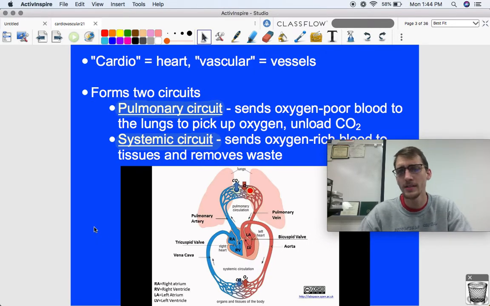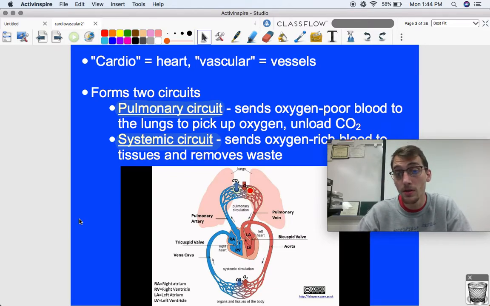When I say cardiovascular system, what am I talking about? Well, if we break apart the word, cardio means heart, vascular means vessels, and that's the entirety of the system. It's the heart and all the blood vessels: arteries, veins, venules, arterioles, and capillaries, which we'll get into in our third video. We can break down the cardiovascular system into two circuits, or two loops, and they kind of form a figure eight. We're going to look at that in just a second.